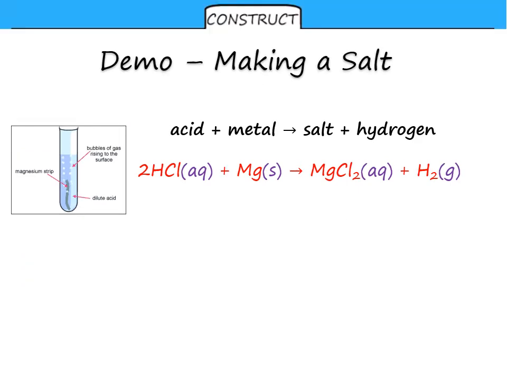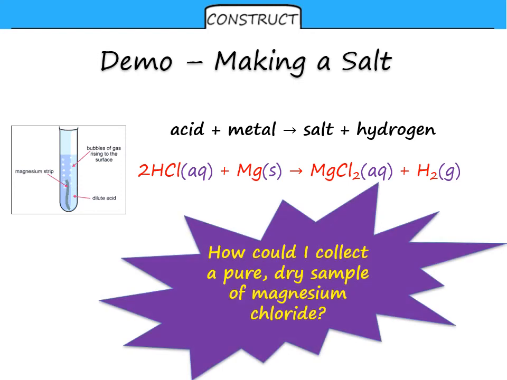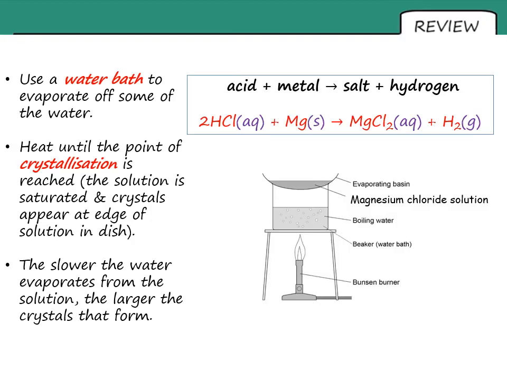So looking at the same demonstration, I'd like you to have a think about how you could collect a pure dry sample of magnesium chloride. And think back to the method that we looked at when reacting sulfuric acid with copper oxide. So first, you would add your magnesium to your hydrochloric acid and make sure that all your acid has reacted, which we discussed on the last slide.